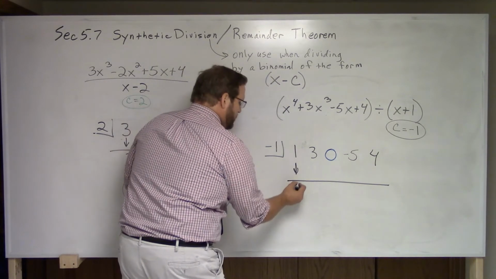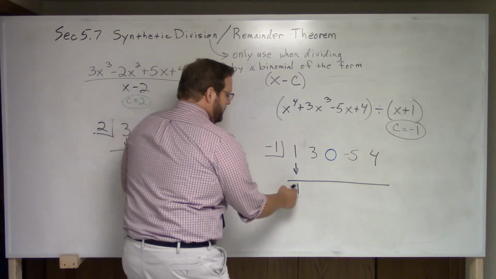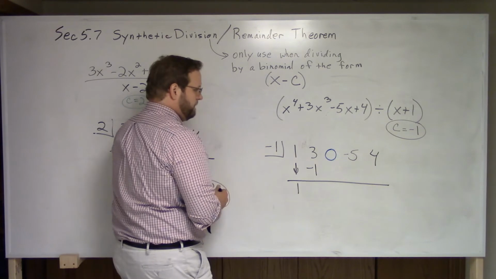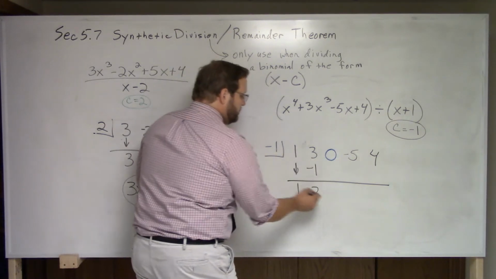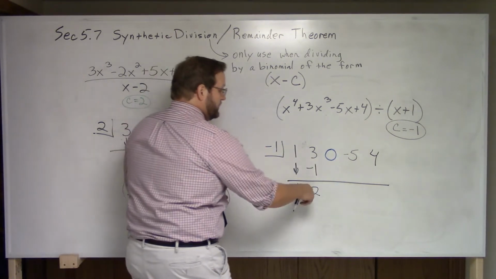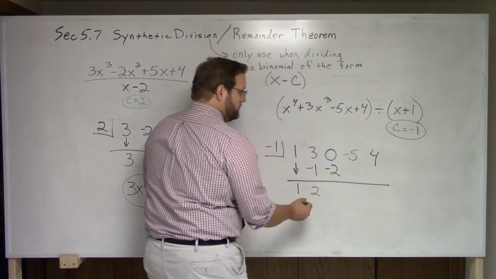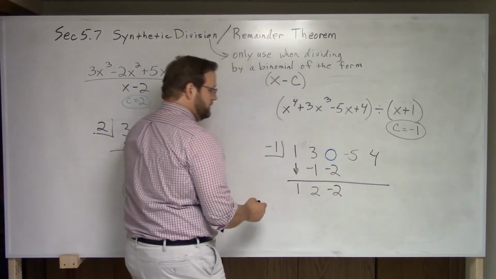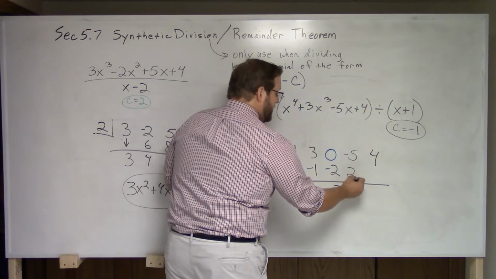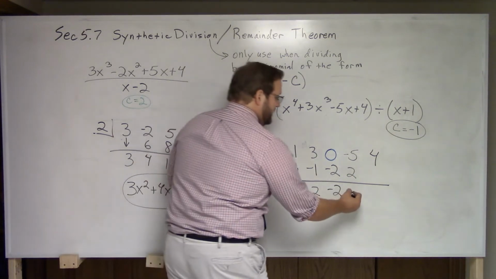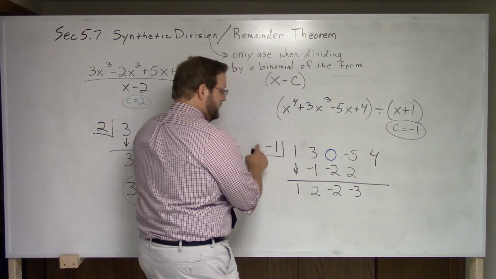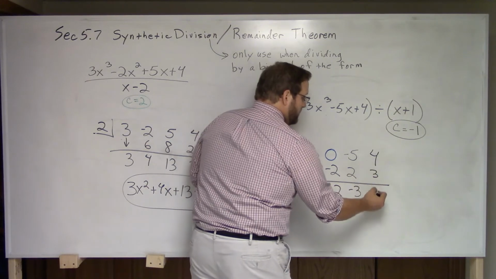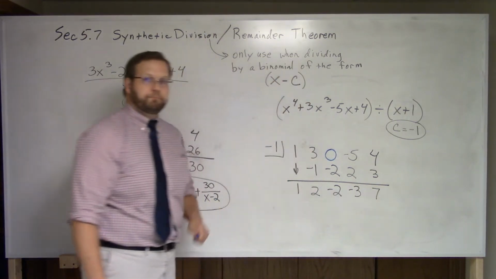So I'm going to bring down the 1. Negative 1 times 1 is negative 1. 3 minus 1 is 2. Negative 1 times 2 is negative 2. We got a negative 2. Negative 1 and negative 2 is a positive 2. We got a negative 3. Negative 1 times negative 3 is 3. And we got a 7.